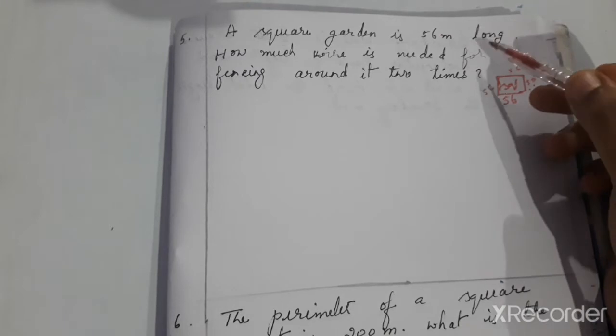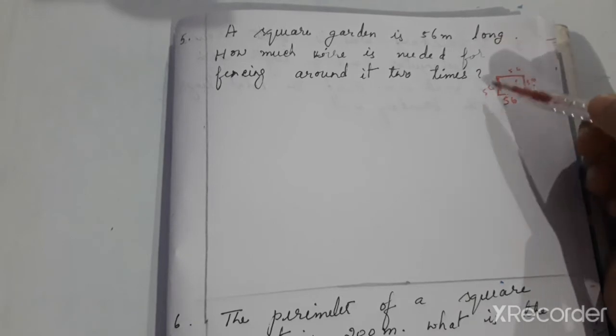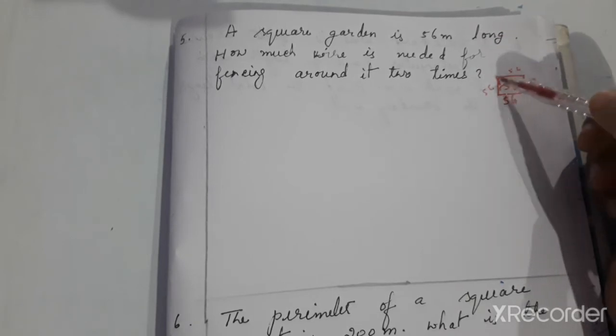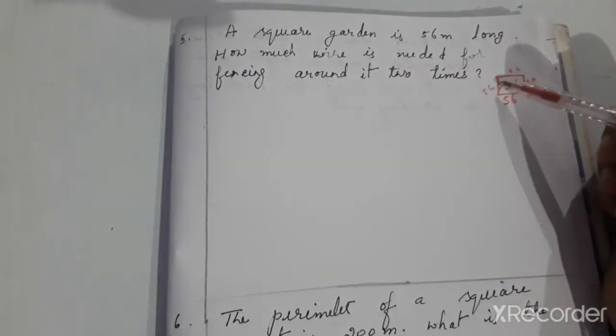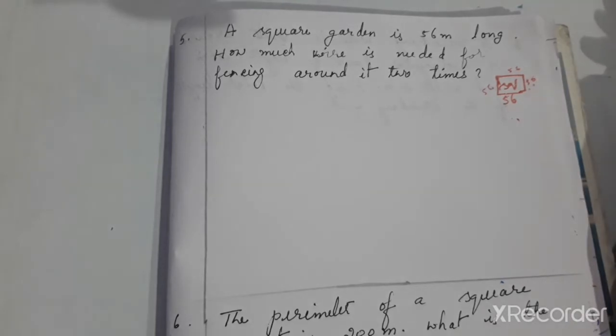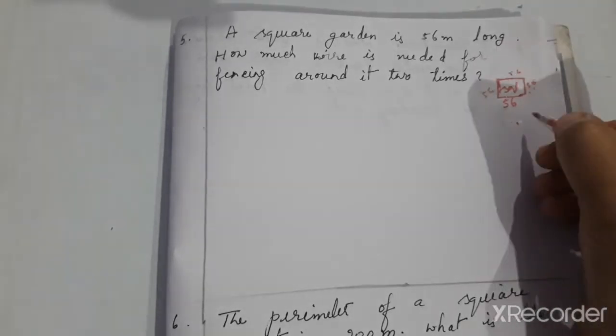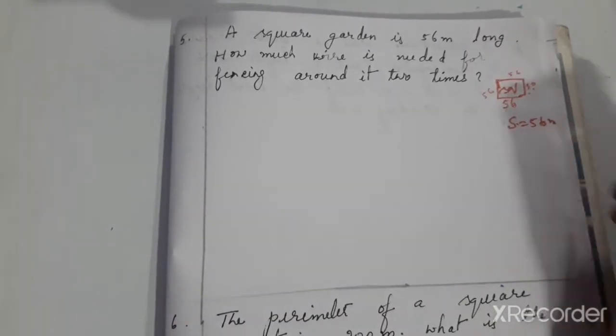You have to understand the question, whether it is related to area or perimeter. So here, to fence the ground means we have to find the total length of the ground. Total length means perimeter. So for 2 rounds, first we have to find 1 round, the perimeter, then multiply the answer with 2.